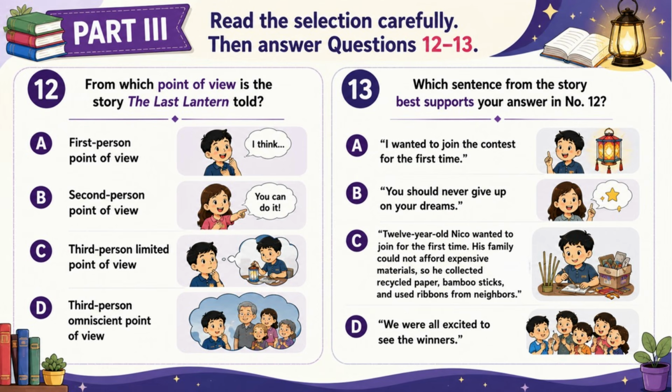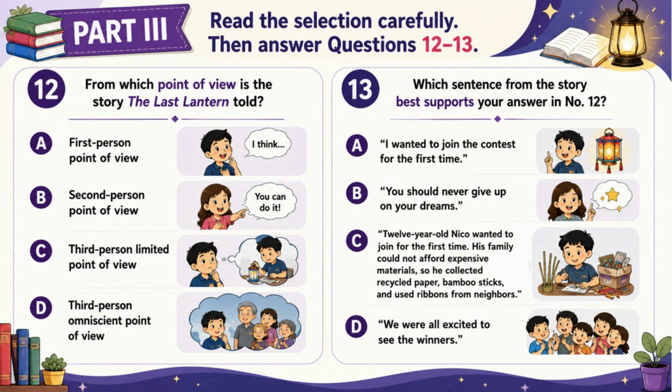Number 12. From which point of view is the story The Last Lantern told? A. First person point of view. B. Second person point of view. C. Third person limited point of view. Or letter D. Third person omniscient point of view.